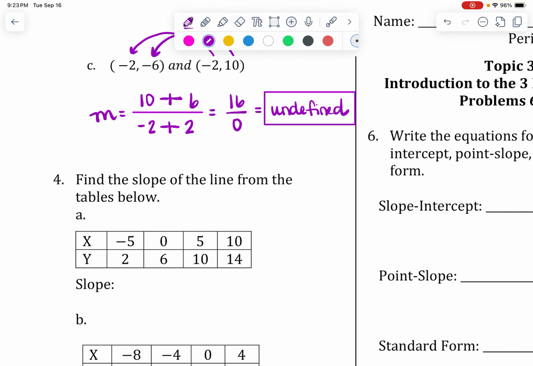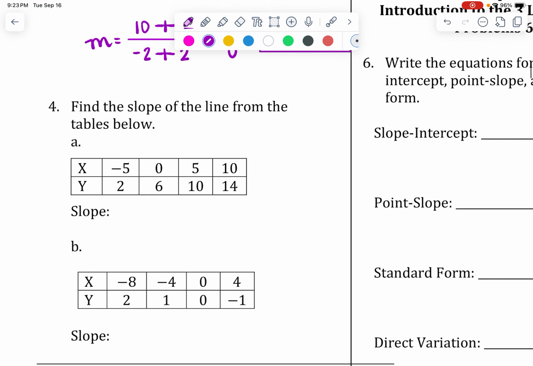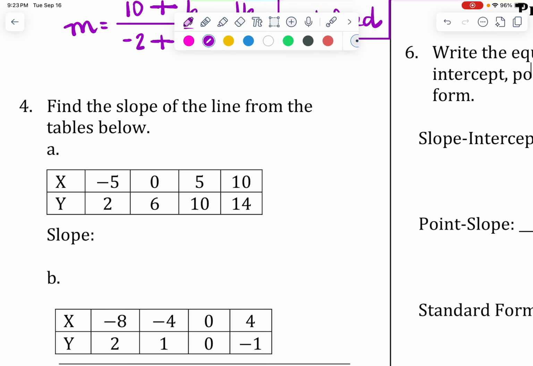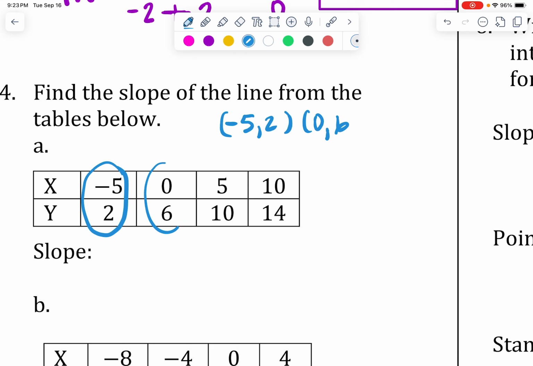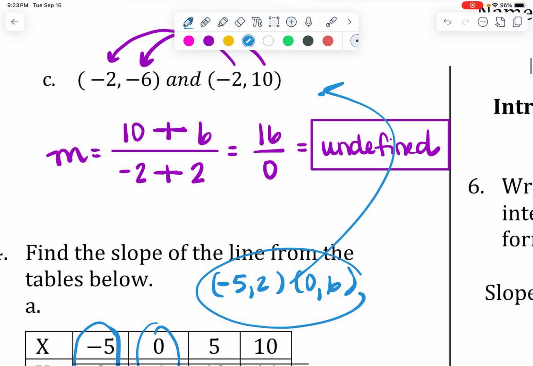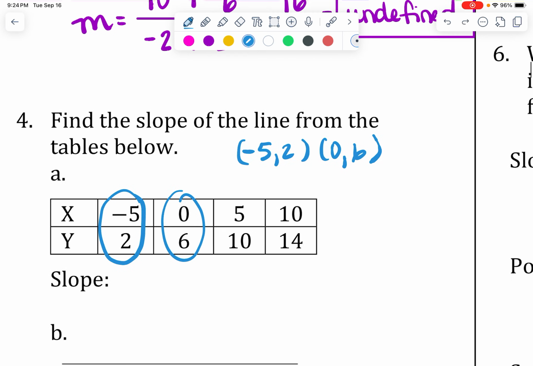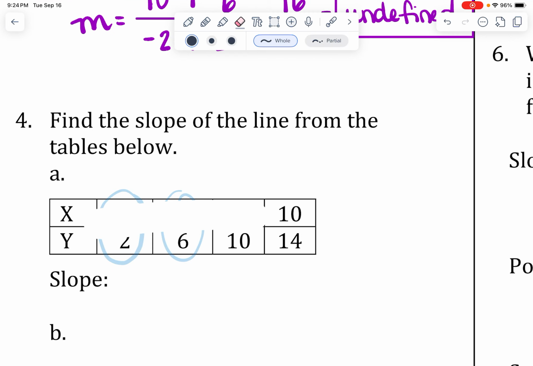All right, on number 4, it says find the slope from a table. Okay, so again, there's two ways about this. If you want to, you can write some points, like just pick any 2 points from the table, like negative 5, 2 and 0, 6. And you can write them out like this. And then you're right back to the questions that we've been doing for the last 3 problems, right? That's not really how we want you to do the tables, but you can totally do that.